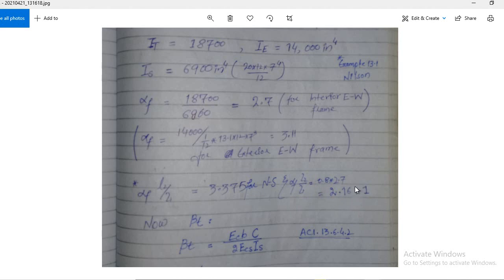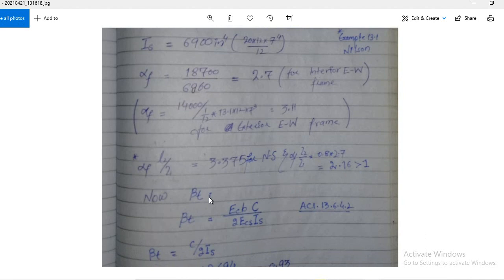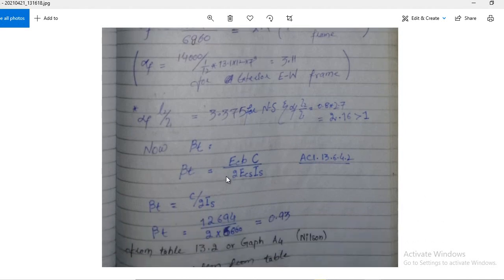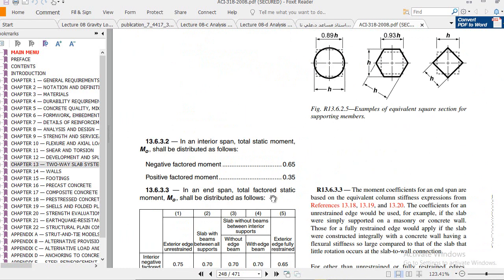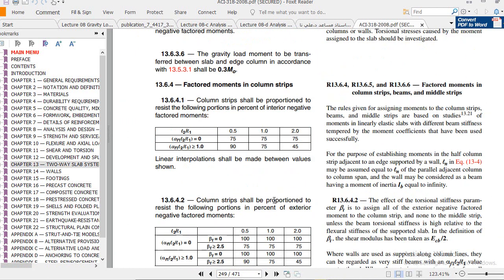If it is less than 1, there are charts and tables, and you will see why we need to compare this with 1, whether it is greater than or less than 1. So it should be remembered; I will explain this. Next, we need beta T. So what is beta T? It is equal to ECB times C divided by 2 ECS times IS. I already explained this here.